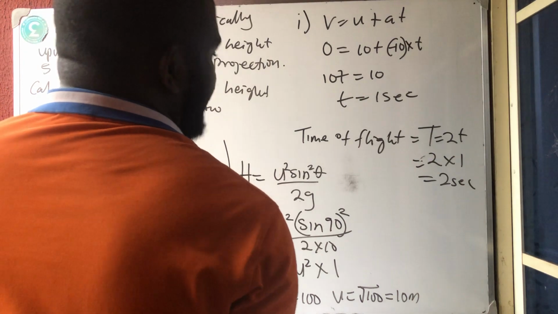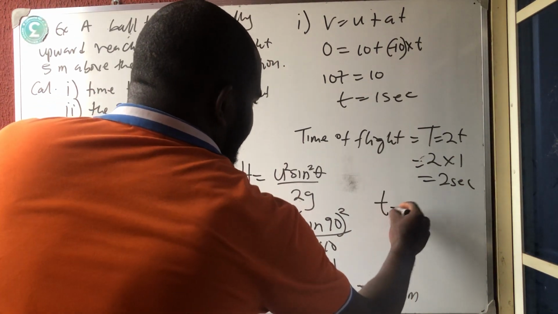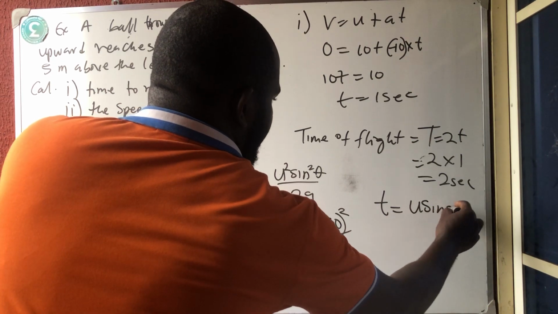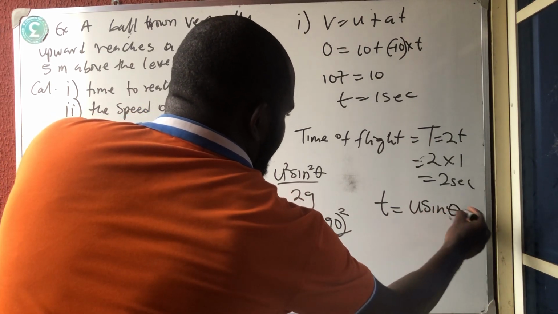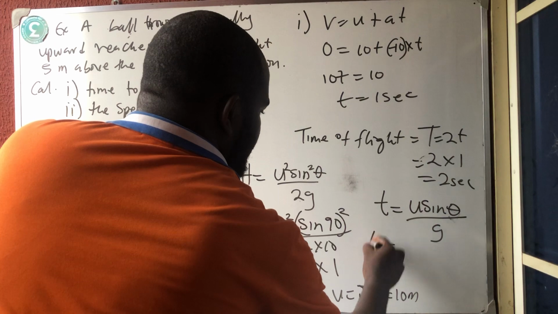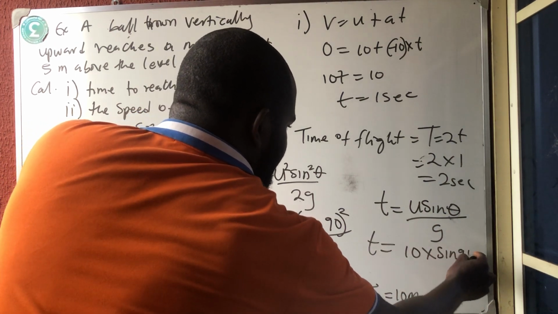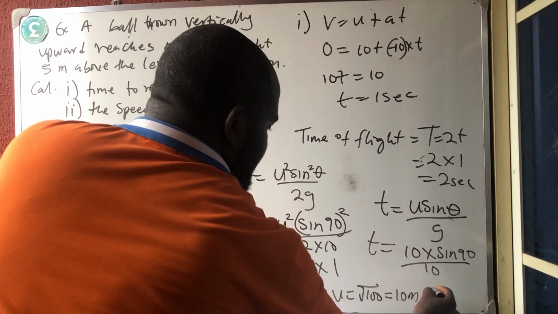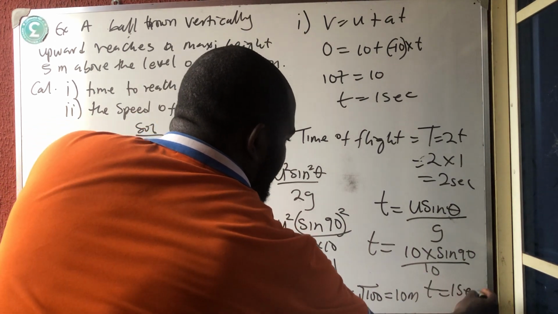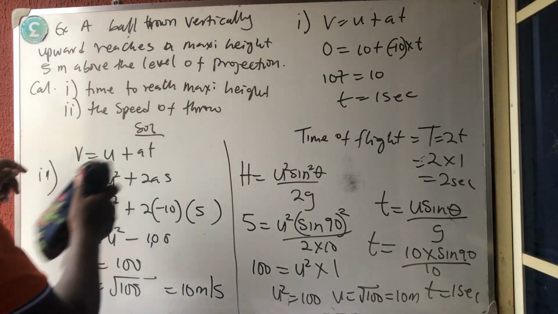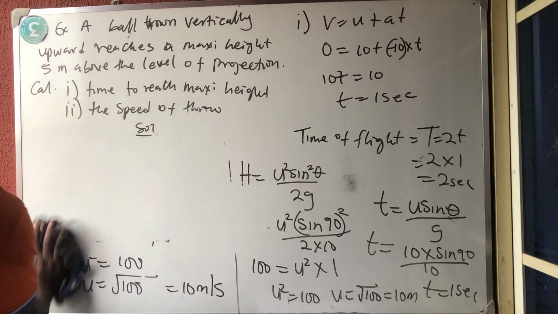And then to find our time of flight, t is equal to u sine theta over g. My u is 10 times sine 90 divided by 10, and sine 90 is 1, so t is 1 second. You see, the same answer. Whether you use this formula or use the equation of motion, you are getting the same answer.